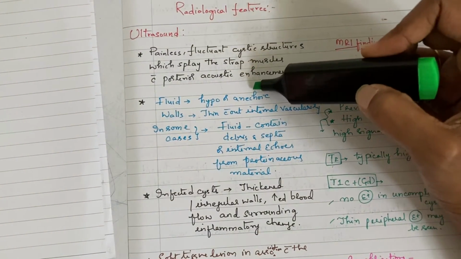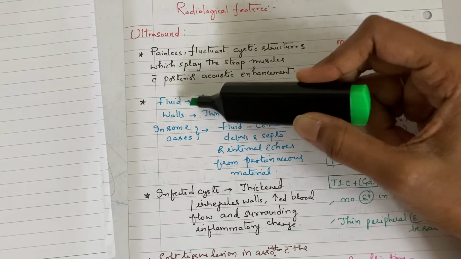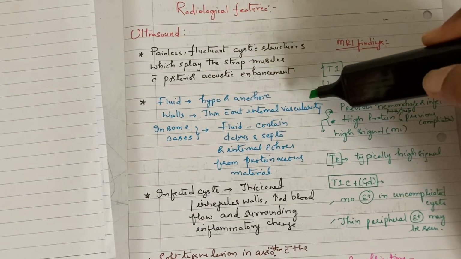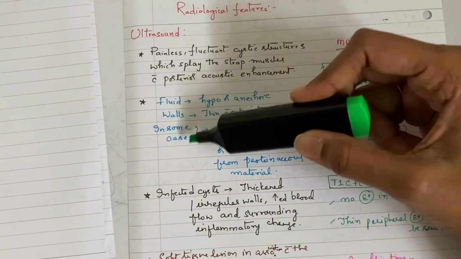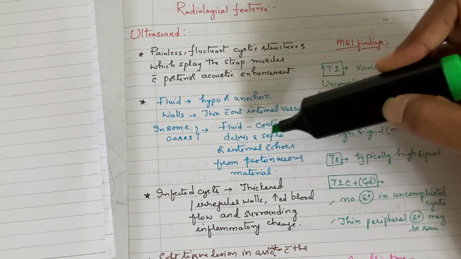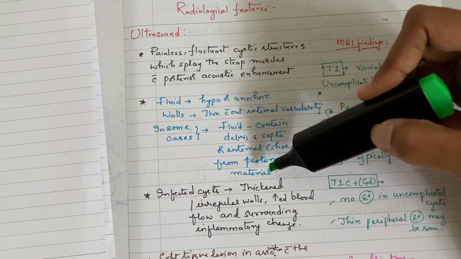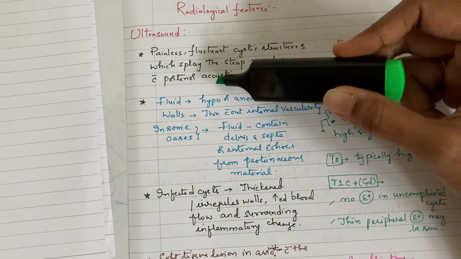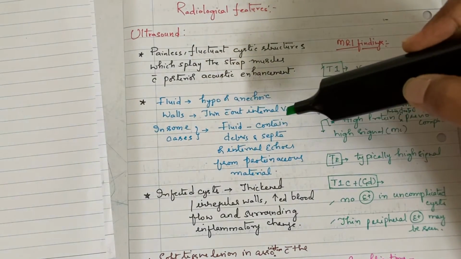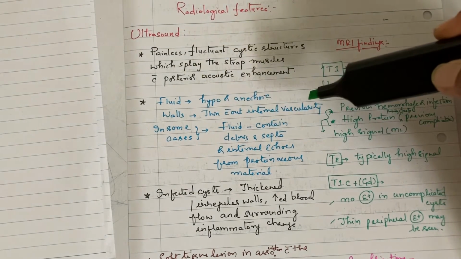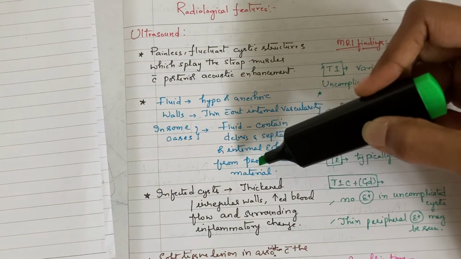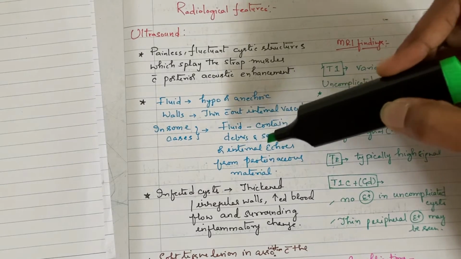On ultrasound, there will be hypoechoic or anechoic appearance. The walls will be thin without internal vascularity. In some cases, the fluid contains debris, septa and internal echoes. This is due to proteinaceous material. Normally, it will be anechoic or hypoechoic with thin walls without internal vascularity. If proteinaceous material is present, they may contain debris, septa or internal echoes.